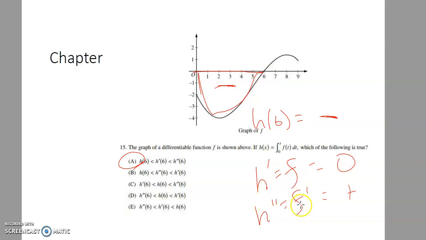And then h double prime, well, I just take the derivative of this line. That gives me the f turns to an f prime. Well, f prime is the slope of this thing here, and that's positive. So I get positive. So I got a negative, and then a 0, and then a positive. So it's really convenient. These are already in ascending order. So this is less than that is less than that at 6. And that is A.